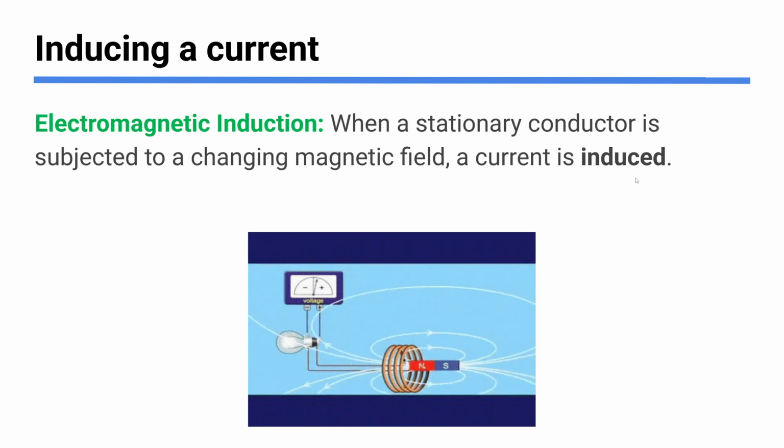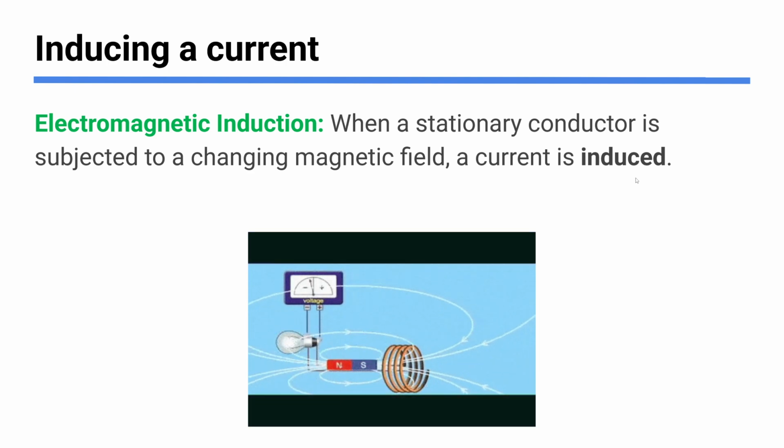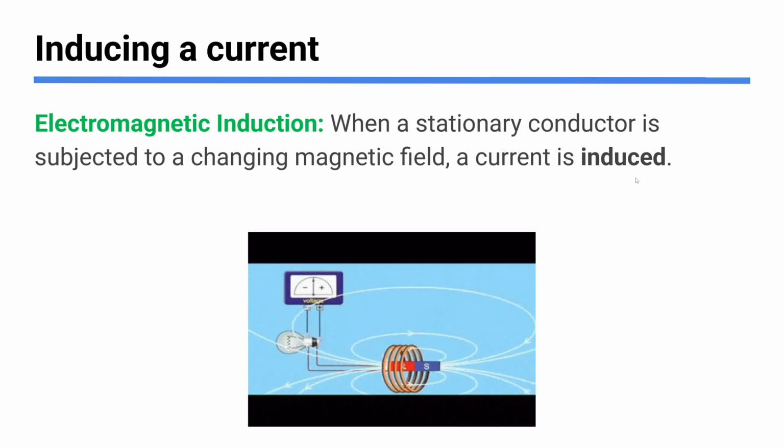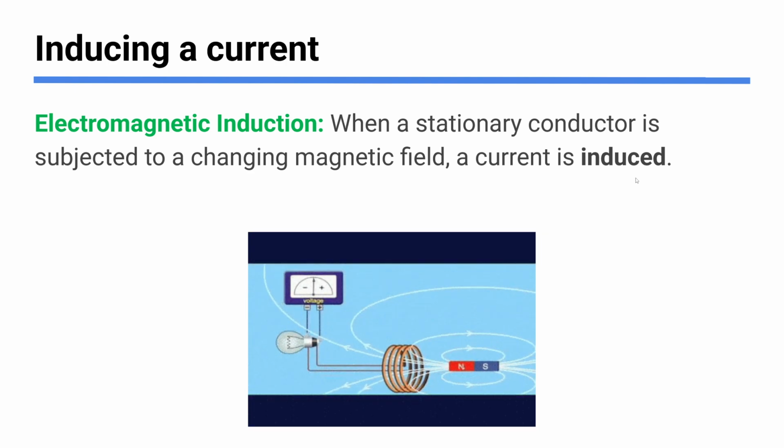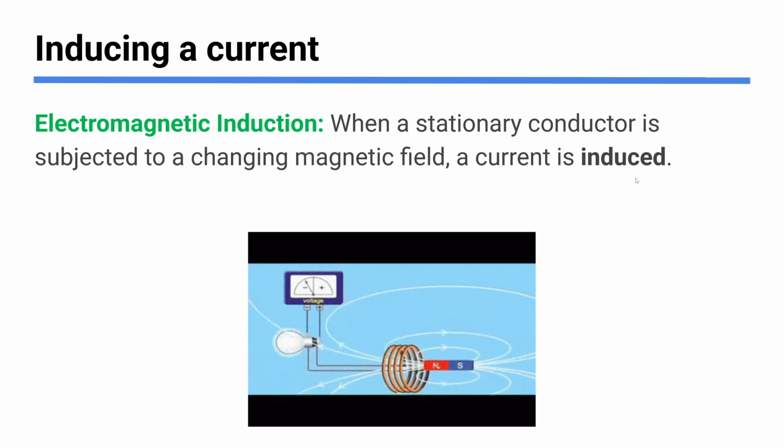So we call this electromagnetic induction. If there's a conductor, like a wire, a spool of wire or something, subjected to a changing magnetic field, we induce a current. So "a current is induced" is the phrase we use a lot for this stuff. That's the idea of induction. It's kind of generated, created in the wire, is more or less what we mean when we say induced.